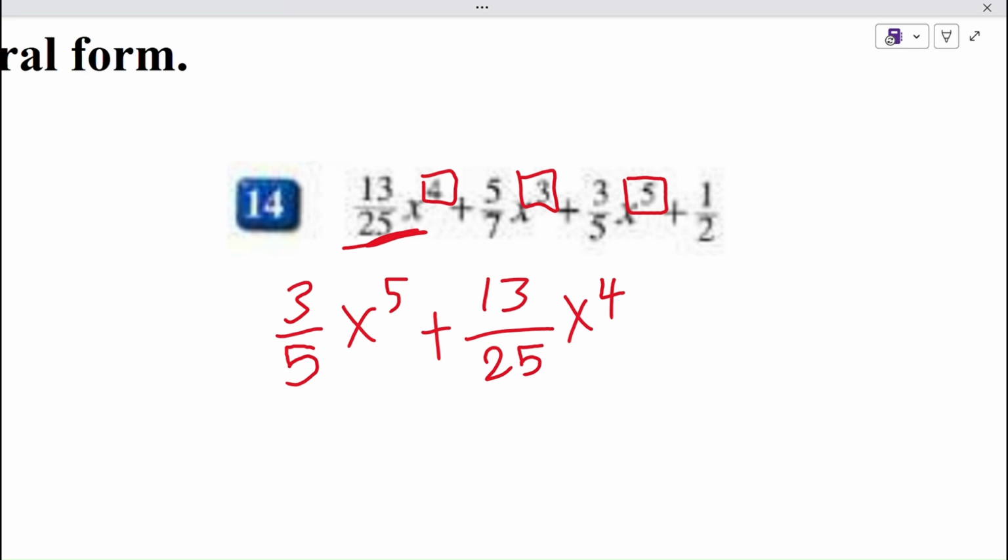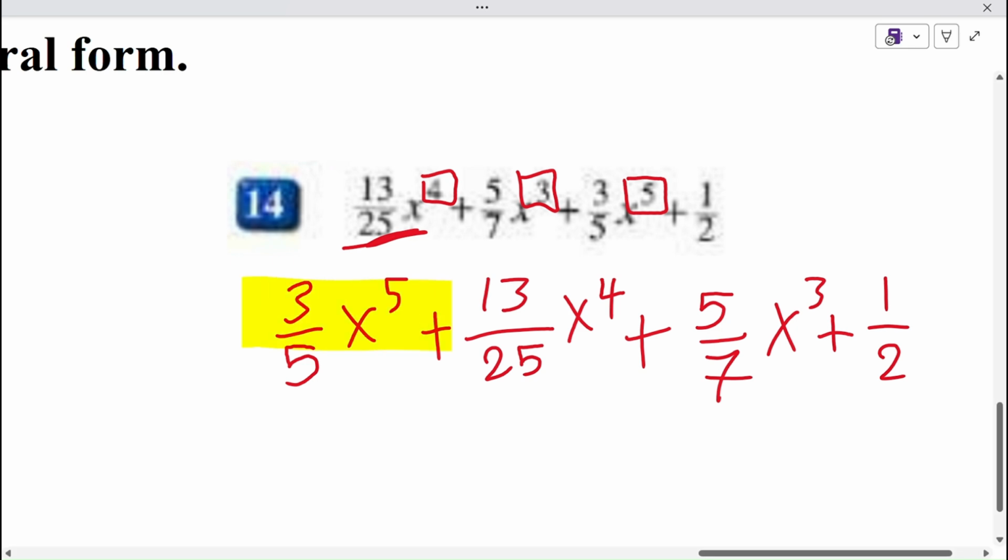After x to the power 4 we have x to the power 3. It means 5 over 7 x to the power 3. Where is x to the power 2? We don't have it, so just put down this constant plus 1 over 2. This is the general form of this polynomial.